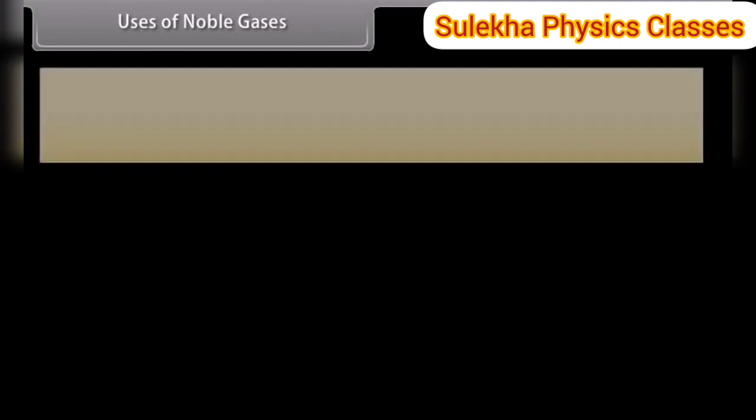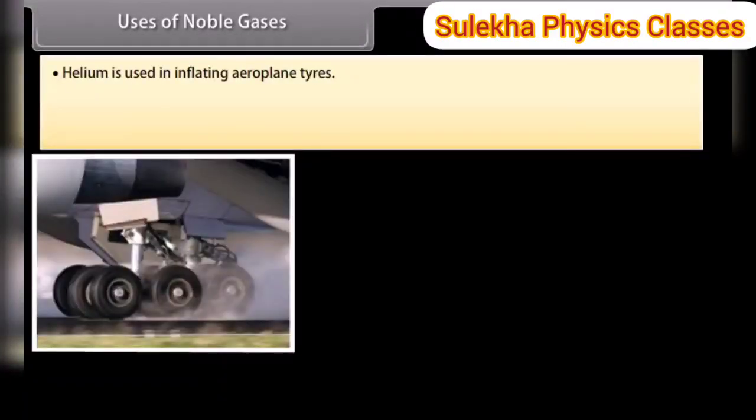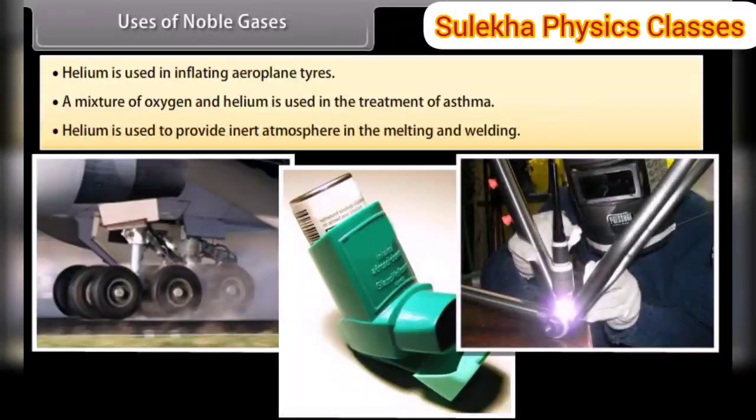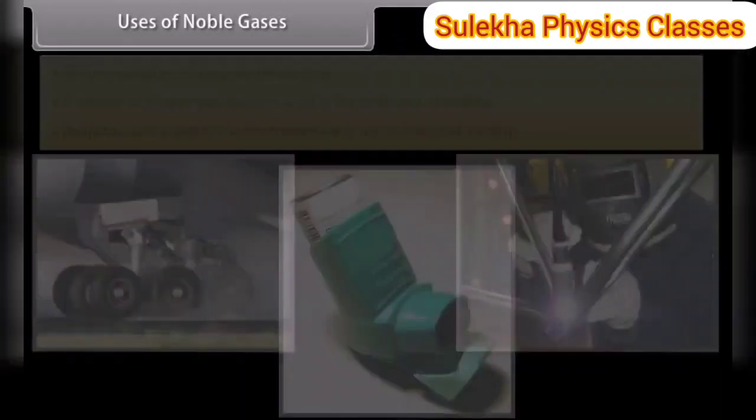Uses of noble gases. The important uses of noble gases are the following. Because of the lightness of helium, it is used in inflating aeroplane tires. A mixture of oxygen and helium is used in the treatment of asthma. Helium is used to provide an inert atmosphere in melting and welding.